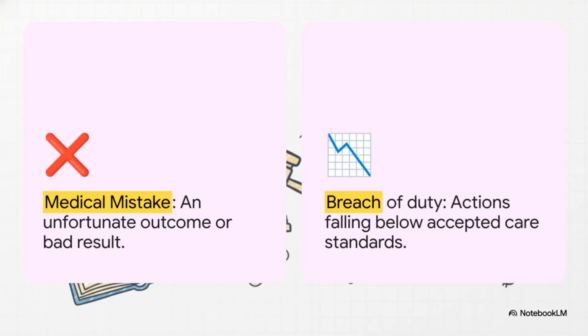And that brings us to a contrast you absolutely must understand: a medical mistake versus a true breach of duty. Listen, not every bad outcome is a malpractice case. For a claim to be legitimate, you have to prove that the hospital's actions actively fell below the accepted standard of care. Meaning, would a reasonably competent facility have done the same thing? If not, that's a breach.